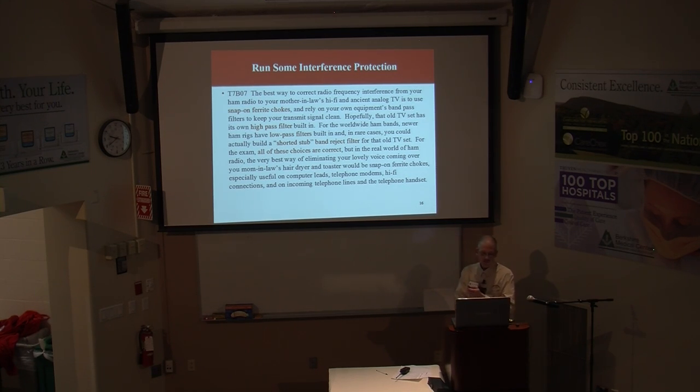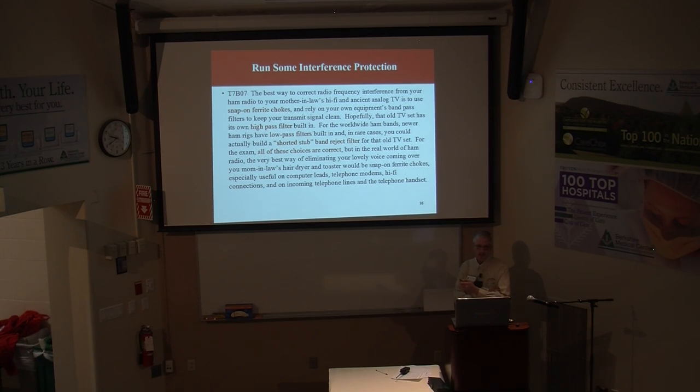For the worldwide ham bands, newer ham rigs have low-pass filters built right in, and in rare cases, you could actually build a short stub band reject filter for that old TV set. For the exam, all these choices are correct. So a snap-on ferrite choke, high-pass filters, low-pass filters, short stub band reject filters for the old school TVs. All right, so all those answers are correct.